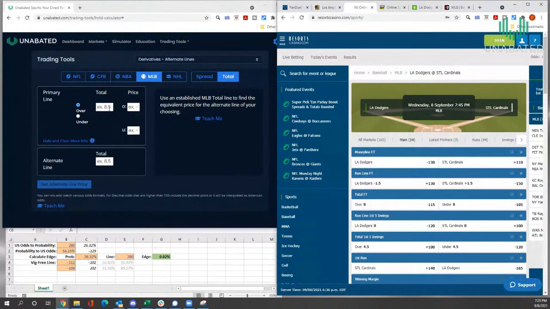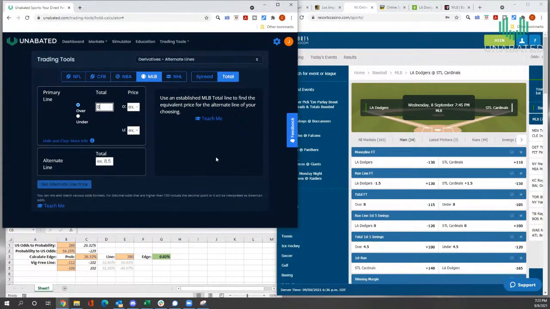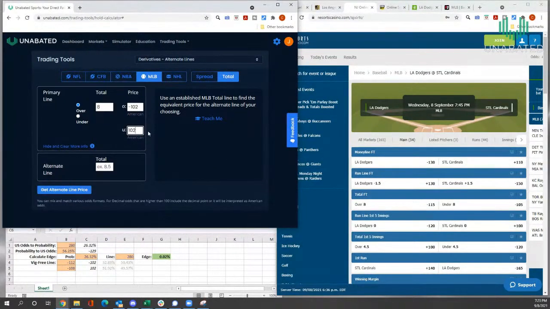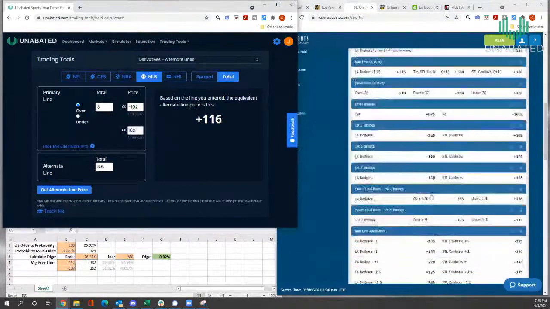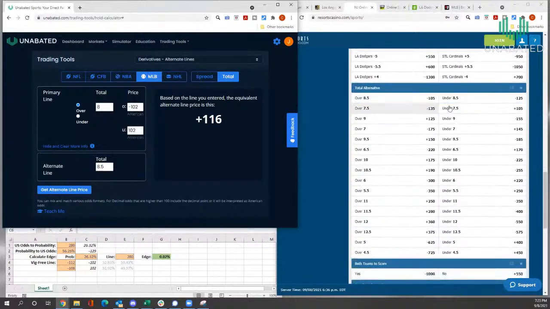Let's try on the total for this game. So we know that the total here was slanted to the over. It was 8, minus 102 to the over, 102 to the under. Let's look at some alternate totals. So what would be the alternate price for 8.5? They say plus 116. We'll stay here at Resorts. And that does come up between the two that they have there. So let's go a little bit more extreme. Let's say over 11. They say it should be 328. Yeah, that comes up between the two here. And yeah, 311.5. That comes up between that.